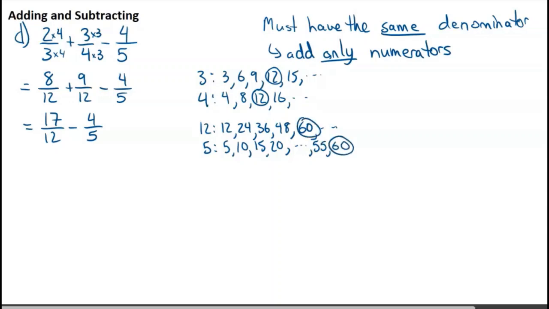60 is actually the lowest common denominator of 3, 4, and 5. In this case, 12 and 5. And so by doing this first, it made it a little easier to find that denominator. So that means I'm going to multiply 12 by 5, and I'm going to multiply 5 by 12. Now you might think, some of you are picking this up right now, you're saying, well, I'm just multiplying by the opposite denominator. And you absolutely are.